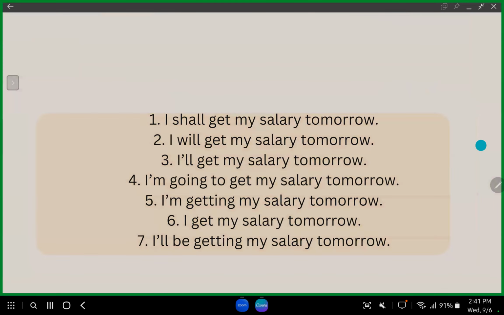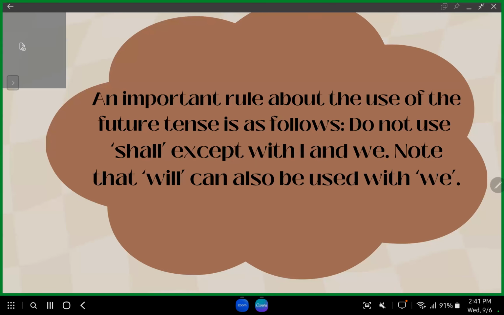So one thing you should not forget, most especially when it comes to that rewrite section, subsection A, never forget that shall is only used with I and we. But will can also be used with we. So you can say we will go to Ginger tomorrow. We will go to school tomorrow.